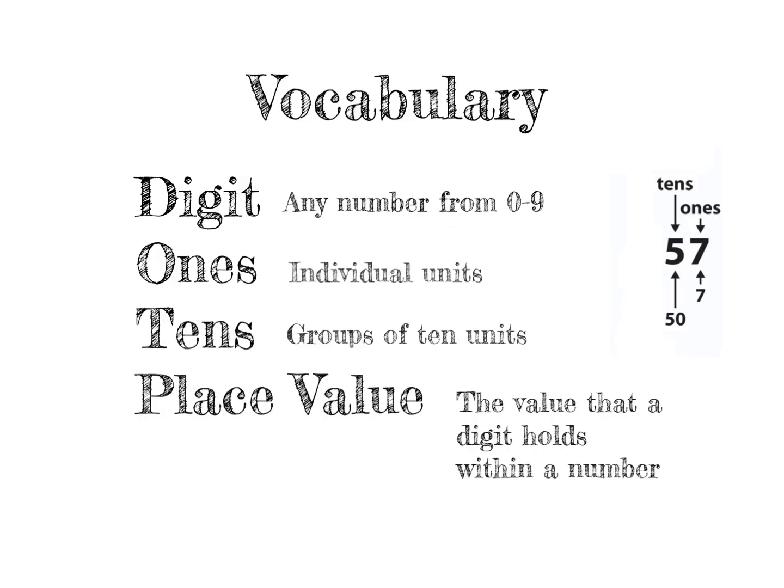Some vocabulary that we'll be working with during this mathcast: digit, any number from 0 to 9; ones, individual units; tens, groups of 10 units; and place value, the value that a digit holds within a number. If you see here, the 7 holds the ones place, meaning that there are only 7 individuals. The 5 holds the tens place, which means there are 50 or 5 tens.